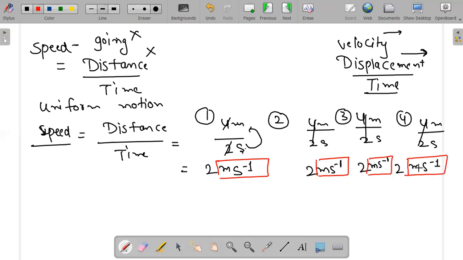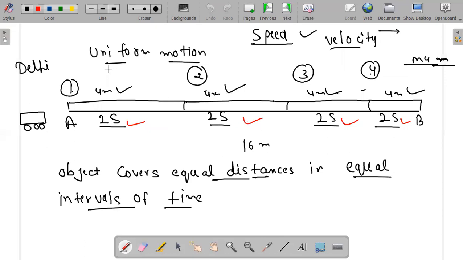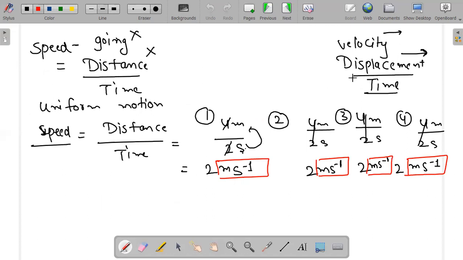If there is no direction, I will say this is speed. If there is direction, I will say this is velocity. Both things are the same, there is no difference, only the difference is direction. So I can find speed if I have no direction, and velocity if I have direction. If I have direction, I can find speed and velocity both. Speed doesn't have any problem or ego whether I'm going for direction or not.